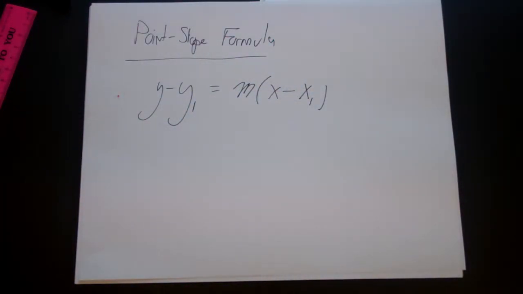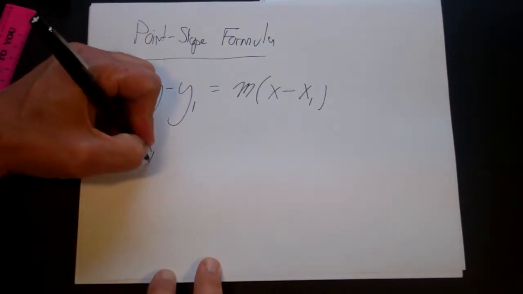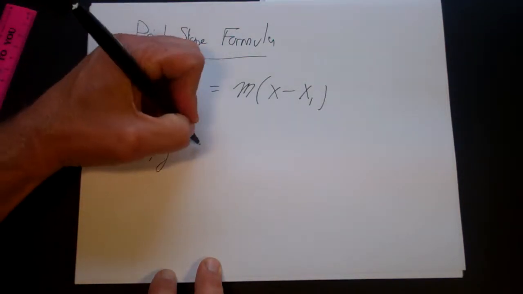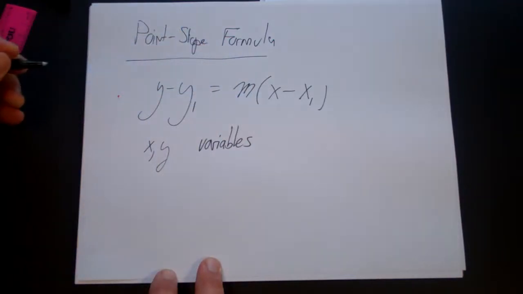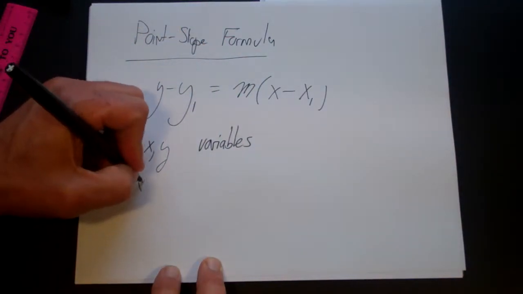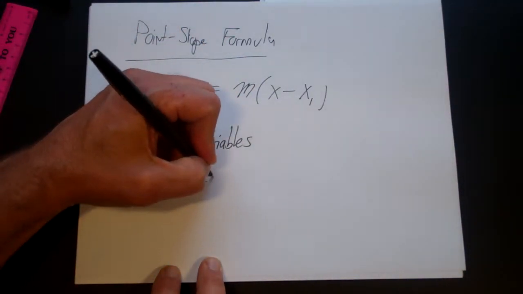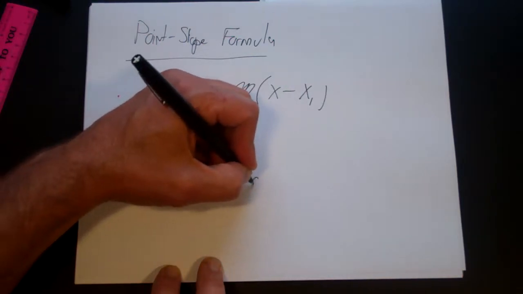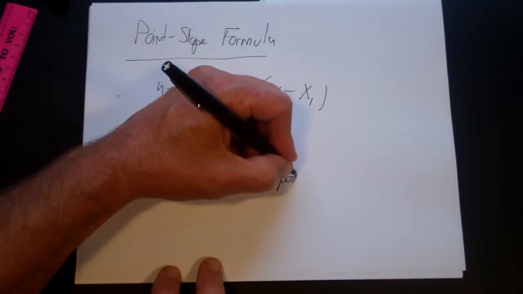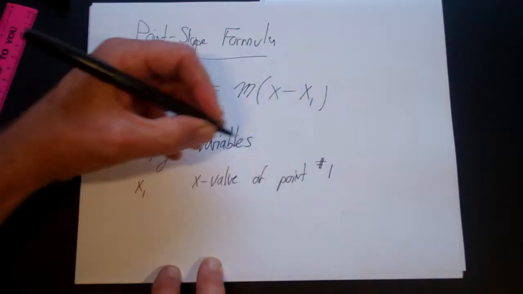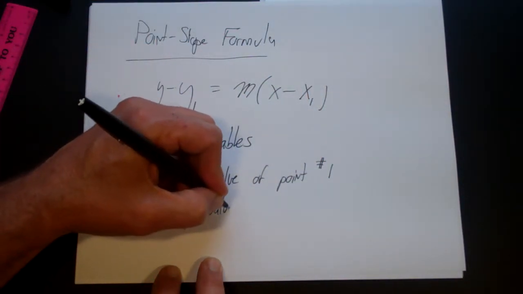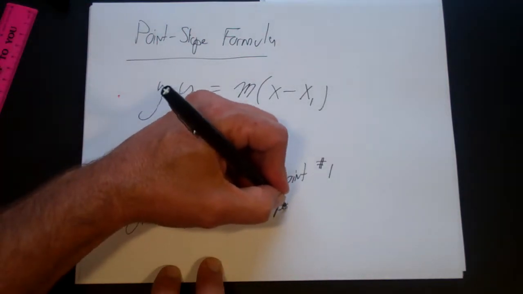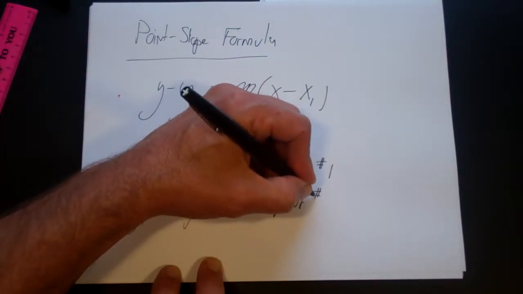Let's think about what these variables mean. X and y without the subscripts are just variables, so they can take on a variety of values. x1 is the x value of point number 1, and y1 is the y value of point number 1. And that's what the notation means.